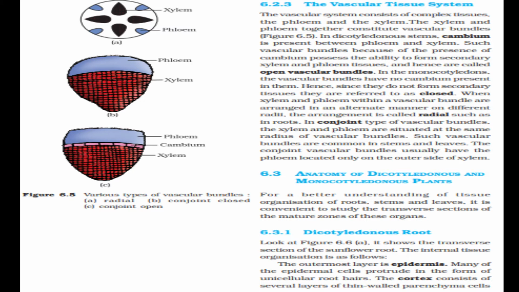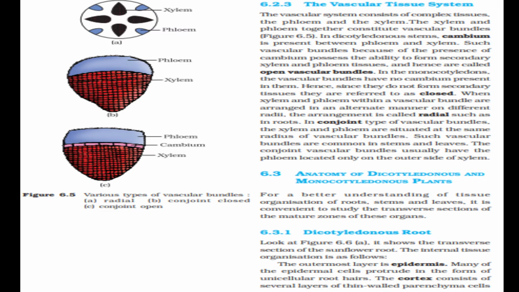6.3. Anatomy of dicotyledonous and monocotyledonous plants. For a better understanding of tissue organization of roots, stems, and leaves, it is convenient to study the transverse sections of the mature zones of these organs. 6.3.1. Dicotyledonous root. Look at the figure. The internal tissue organization is as follows. The outermost layer is epidermis. Many of the epidermal cells protrude in the form of unicellular root hairs.